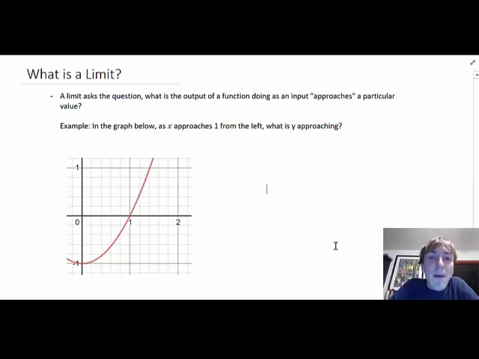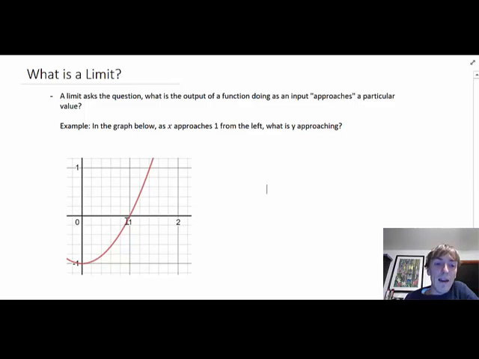So in this example, I'm asking the question, if x approaches 1 from the left, what is y approaching? So I'm imagining that I'm on this graph, and the x value on this graph is getting really close to 1. So watch my cursor here. It's getting close to 1 from the left, which means from the side where x is a little bit less than 1. And well, what is y approaching as x does that? The question is always about what y is doing.